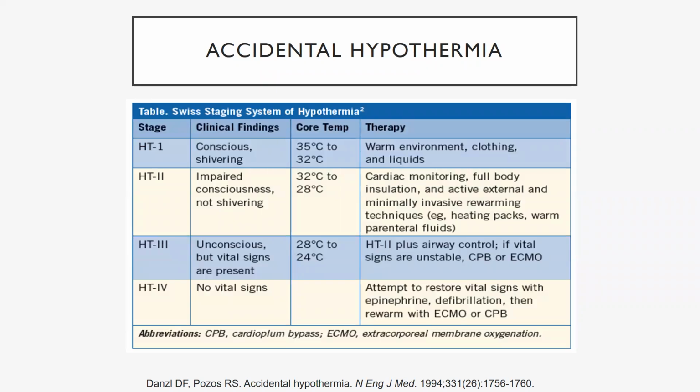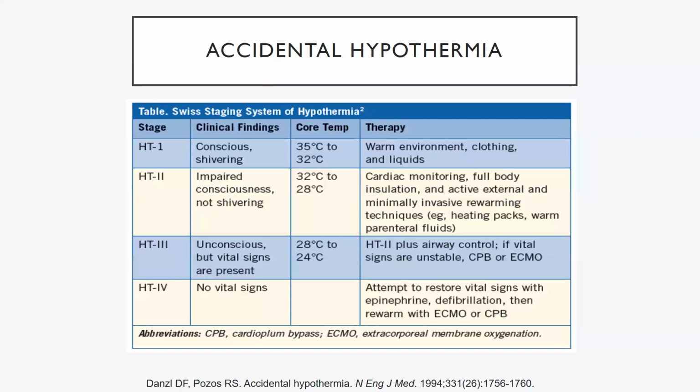Okay, there's actually a staging system for the severity of hypothermia. It's called the Swiss staging system, going from stage 1 to stage 4. Stage 4 is essentially dead or close to dead, with no vital signs. The stages have to do with clinical findings and core body temperature. Clinical findings for stage 1 hypothermia are that they're still conscious and shivering, so they're still within that initial state of hypothermia. The core body temperature is anywhere between 32 and 35.